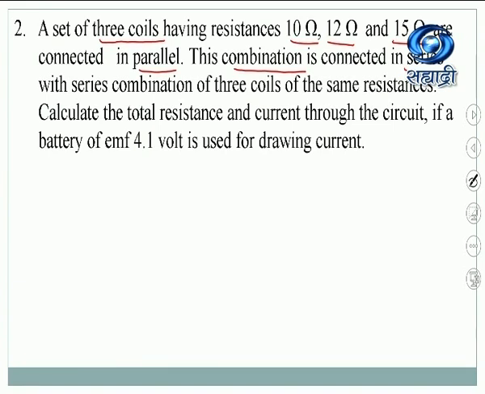This parallel combination is connected in series with this series combination of 3 coils of the same resistances. This is the important thing that students may not understand here. First, understand that the 3 resistors are connected in parallel. Next, this combination is connected in series.